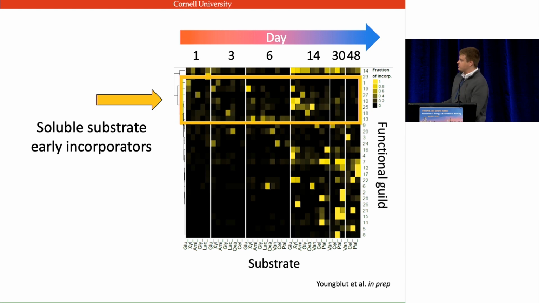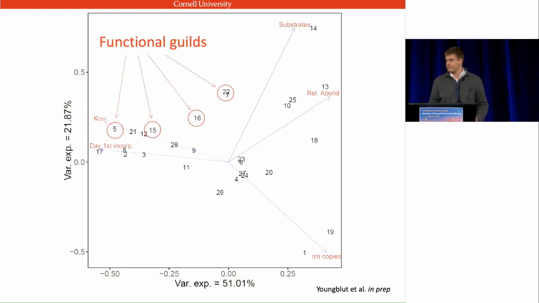So now that we have these functional guilds, they wanted to look to see if there were any life history strategies that can be observed in them. So they ran a principal component analysis with all 28 functional guilds. And this analysis was based on the number of substrates incorporated by each guild, the relative abundance of the member OTUs in the bulk community, an estimate of the ribosomal RNA copy number of these different OTUs, a proxy for the bioavailability of the substrates that labeled these OTUs, and then the time point of first incorporation, so how early were these OTUs labeled.